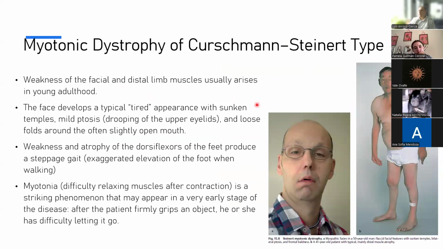Weakness of the facial and distal limb muscles usually arises in young adulthood. Tired appearance, weakness and atrophy of the dorsiflexors of the feet produce steppage gait, and there is difficulty relaxing the muscles after contraction.